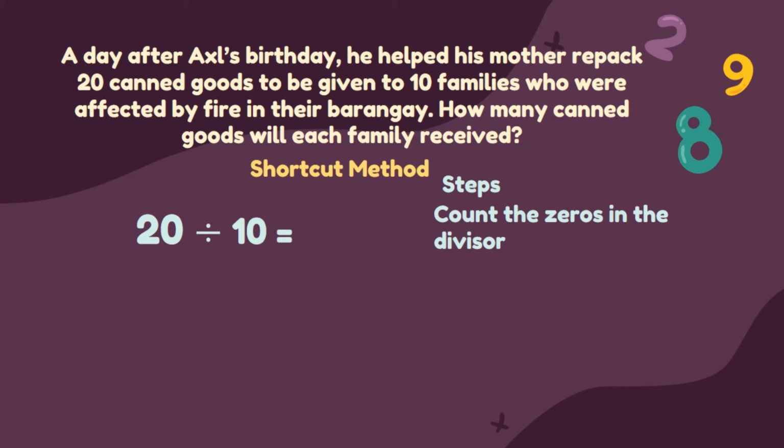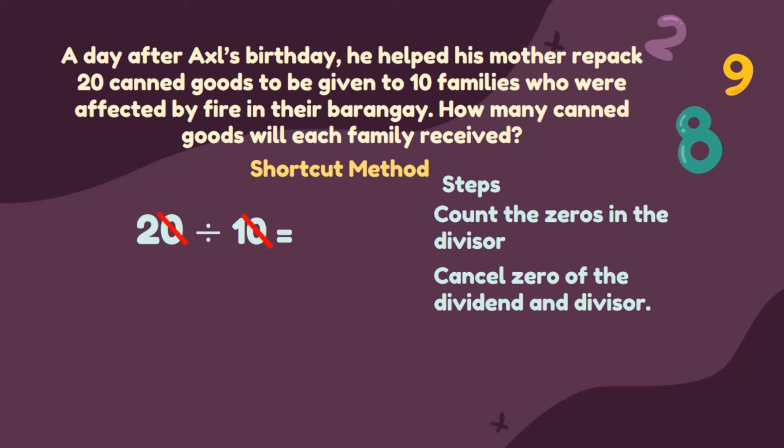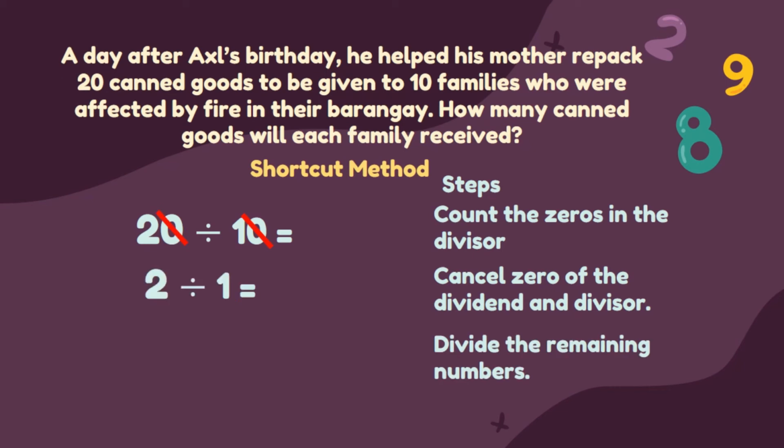Steps: count the zeros in the divisor. As you can see, we have one 0 in our divisor. Cancel 0 of the dividend and divisor. Divide the remaining numbers. 2 divided by 1 is equal to 2. We have the same answer using the shortcut method.